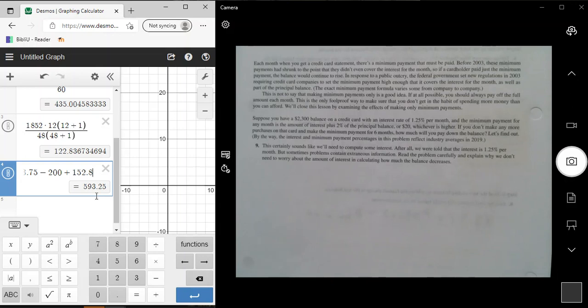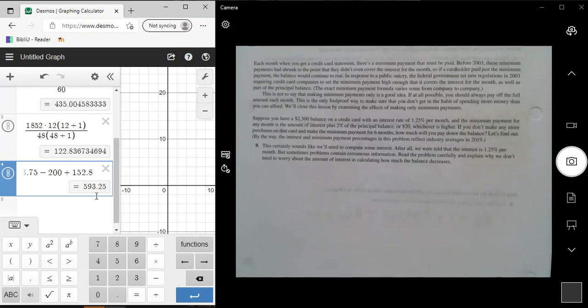This is not to say that making minimum payments only is a good idea. If at all possible, you should always pay off the full amount each month. This is the only foolproof way to make sure that you don't get in the habit of spending more money than you can afford. We'll close this lesson by examining the effects of making only minimum payments.